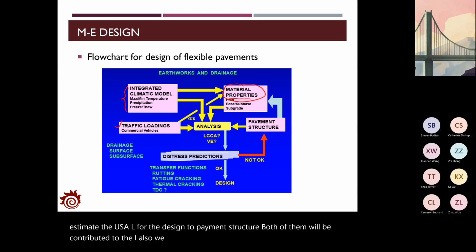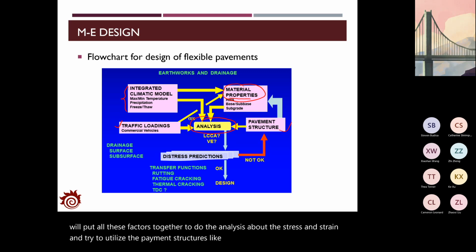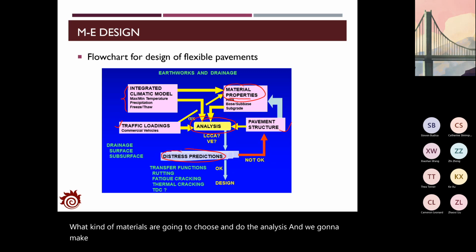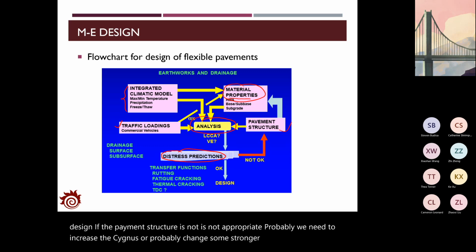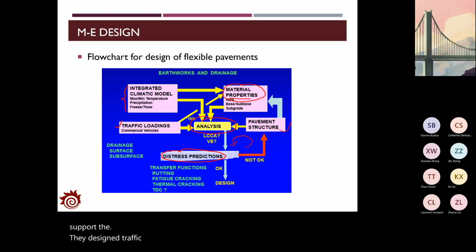material properties. And then we will put all these factors together to do the analysis of the stress and strain, and try to utilize the pavement structure, like what's the thickness of each layer, what kind of materials you're going to choose, and do the analysis. And we're going to make a prediction about the distress to see at what condition the pavement will fail, and how we're going to handle it if the pavement structure is not appropriate. Probably we need to increase the thickness, or change to some stronger materials, and then redo the distress predictions to make sure that it's able to support the designed traffic load for the design period based on the consideration of the climate conditions.